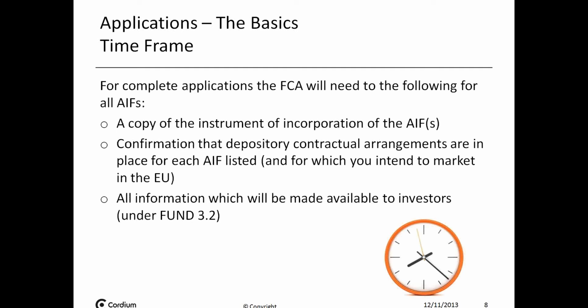So, part of the main challenges and things that people have to think about is the provision of the following documents, which is required: a copy of the instrument of incorporation. That should be fairly straightforward for people. A confirmation that depository contractual arrangements are in place for each AIF listed. Again, this is probably an area of challenge for a lot of people, and it's an ongoing issue which has been dealt with by the market.